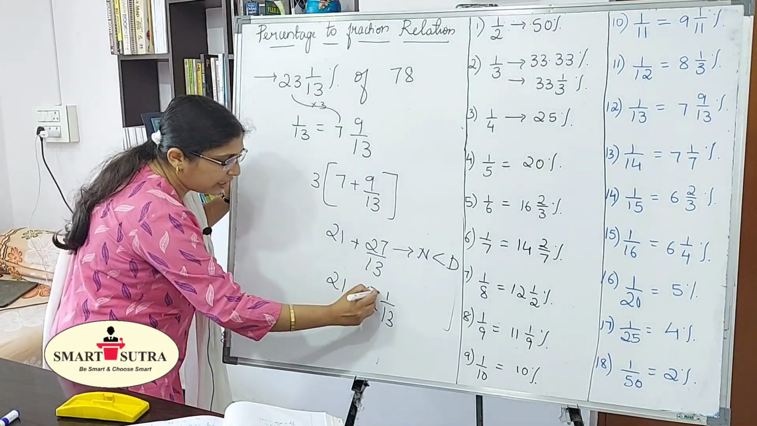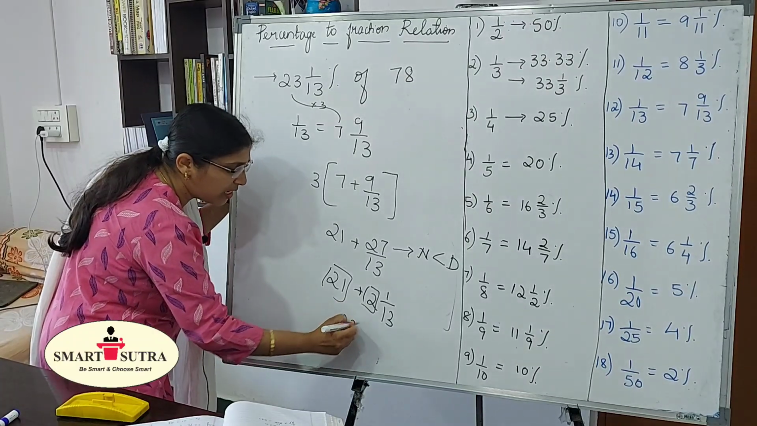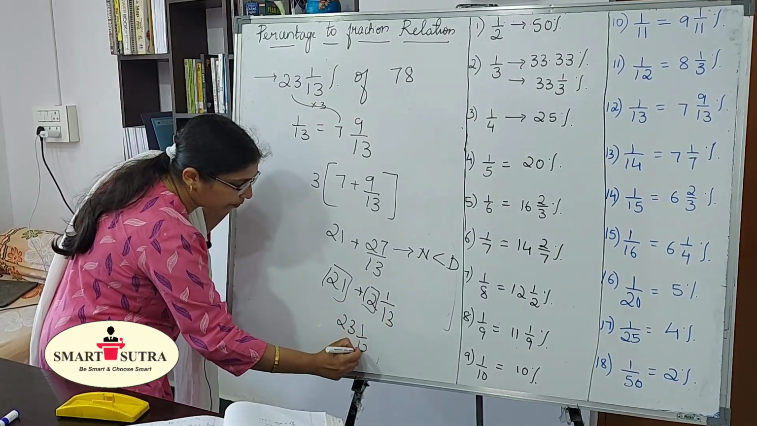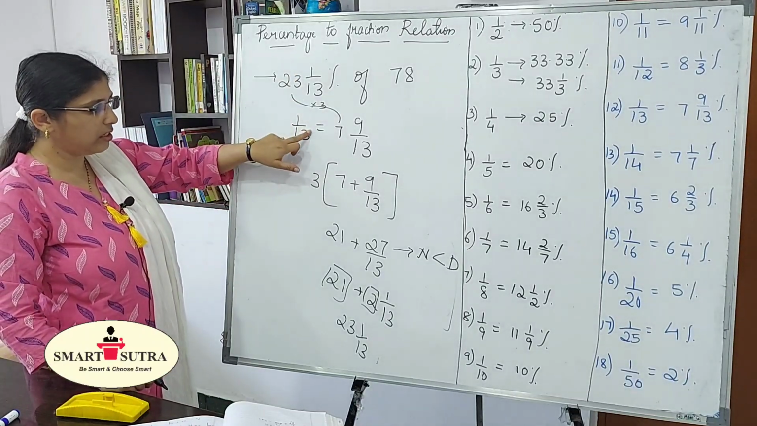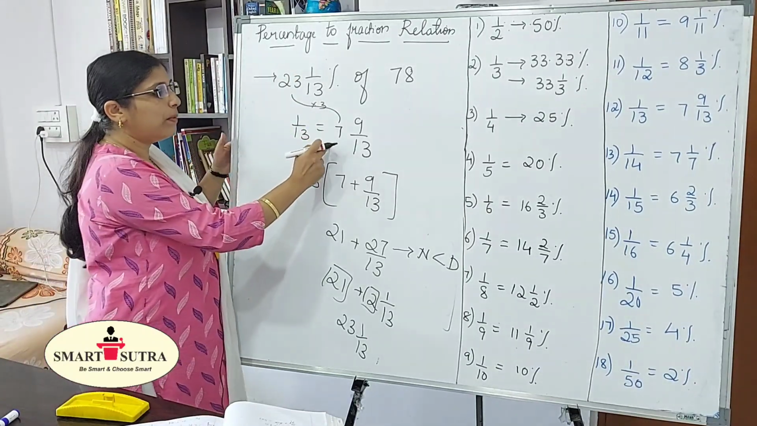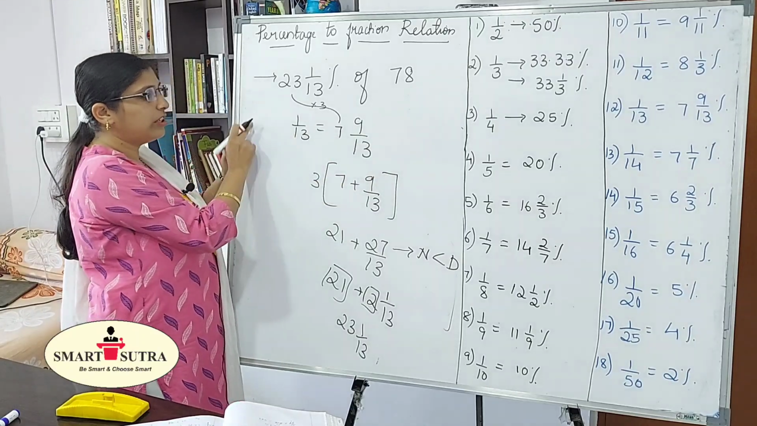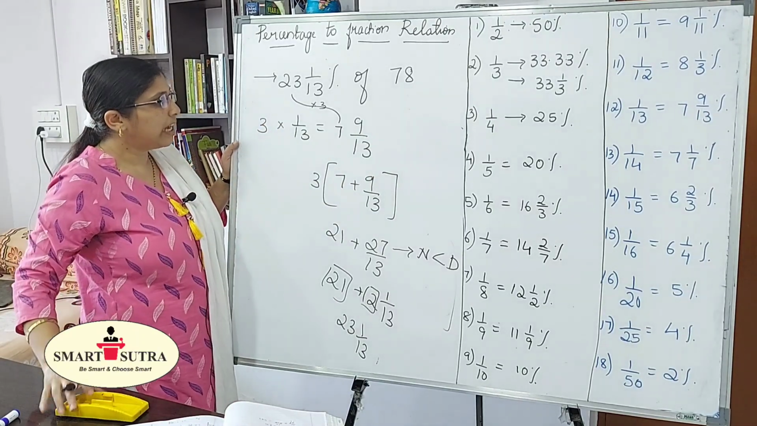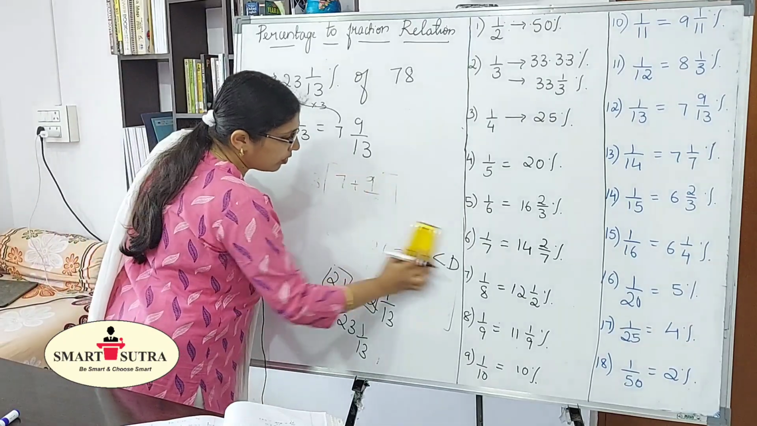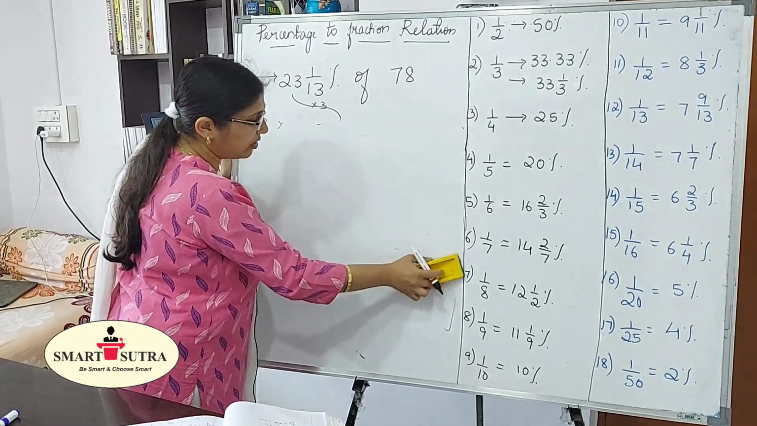Now add the integer parts. 21 plus 2 is 23 and 1 by 13 is as it is. Isn't it? We got the same 23 1 by 13. So when you are multiplying into 3 on the LHS side, into 3 should be done on the RHS side also. So directly, if you know the fractions, no need of writing all these things.